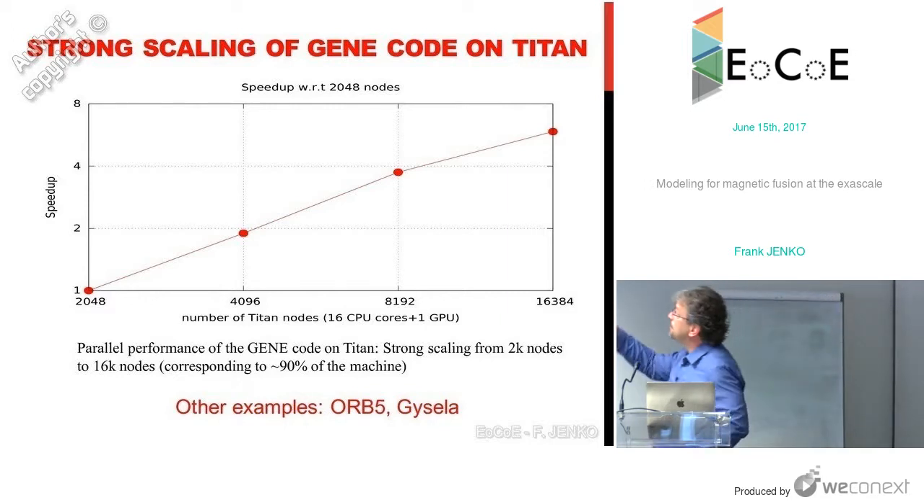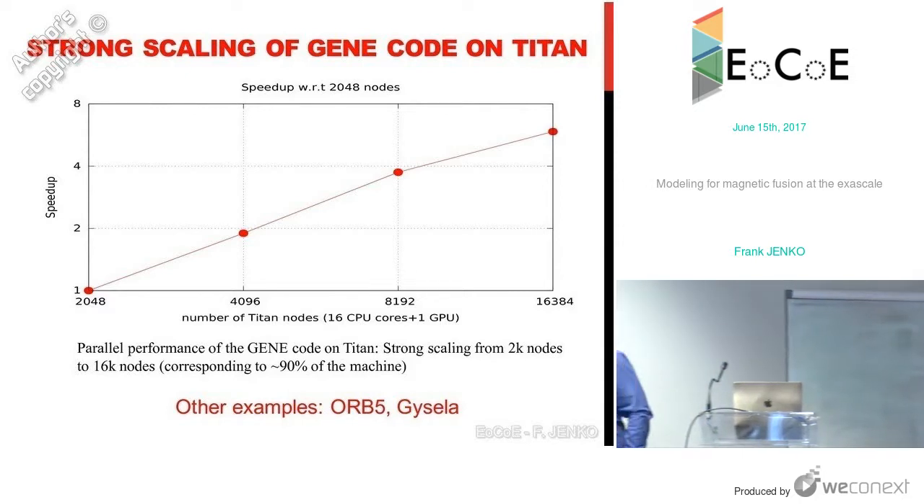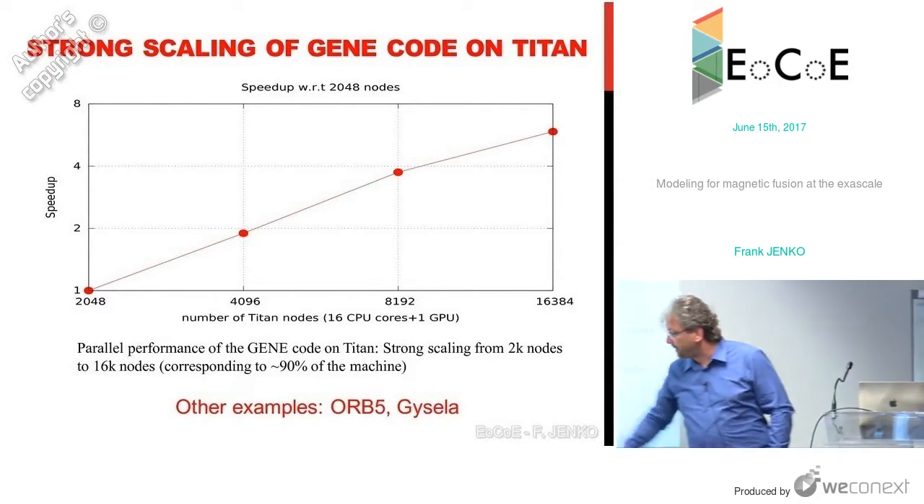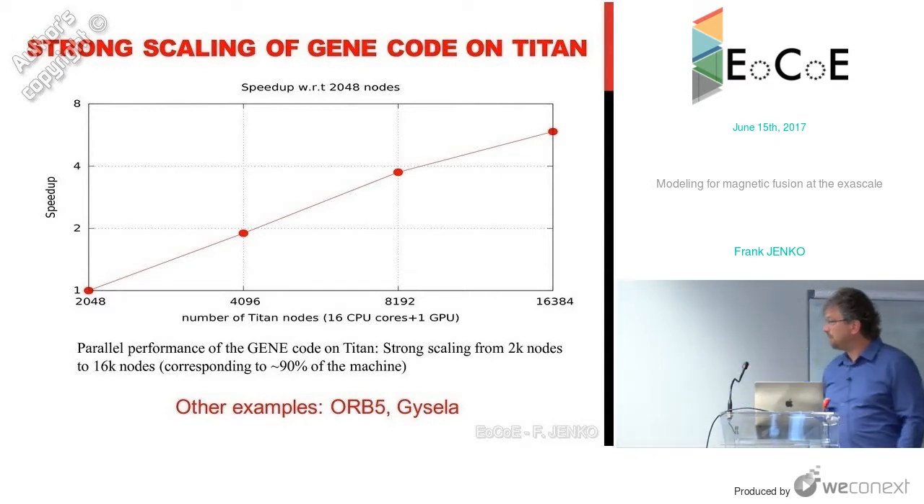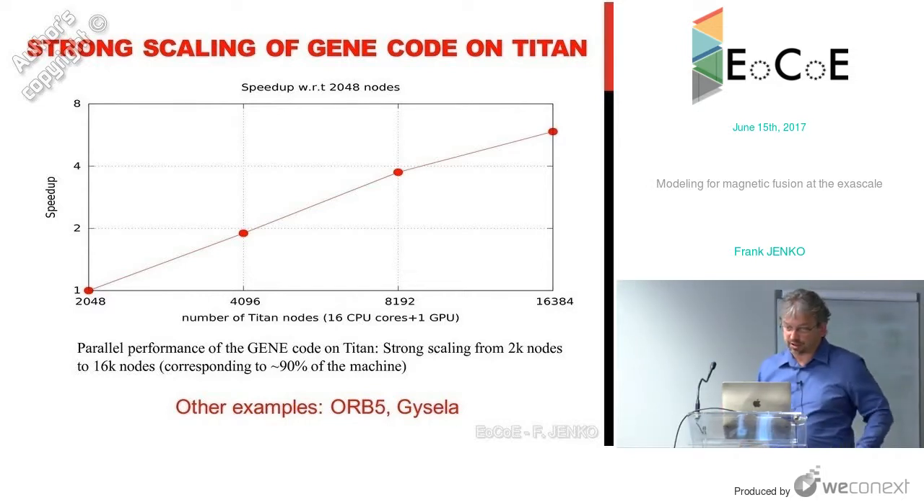So this is taken from a code called GENE, which was developed in my group, but there's also in Europe 2 other codes that are very much pushing in this direction. ORB5, developed mainly in Lausanne, and GYSELA, developed in France, and also part of the project we're discussing today.